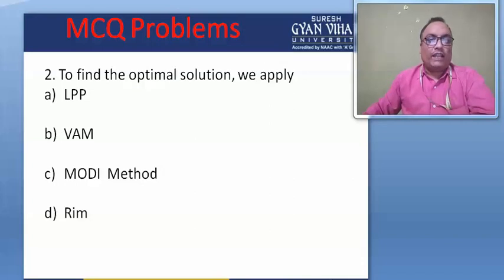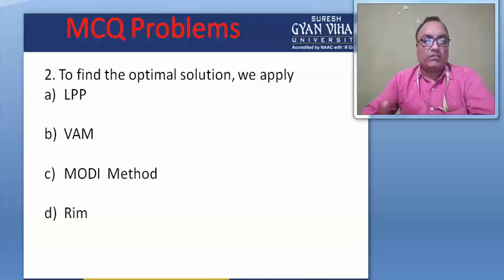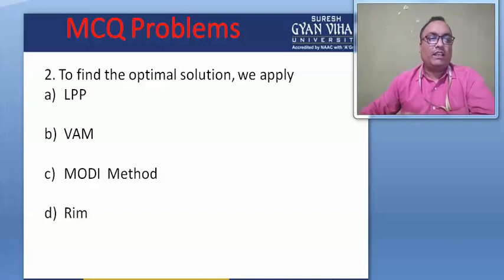To find the optimal solution, we apply here. Which method do you want to apply here? We apply here the VAM method, right? So B is the right answer for this question.